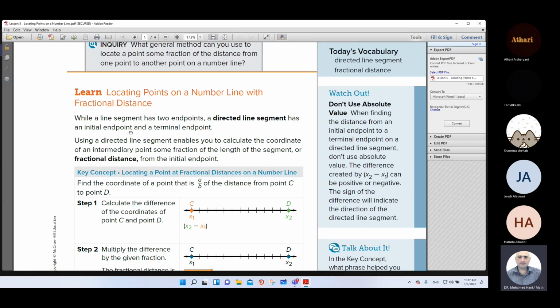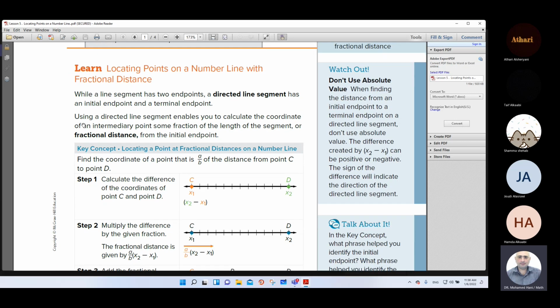endpoint. This is the initial point, meaning the beginning point, the start point. And a terminal endpoint means the last point. These are the names of the two points: this is an endpoint, this is an endpoint. The first one is the initial point. The last one is the terminal endpoint.